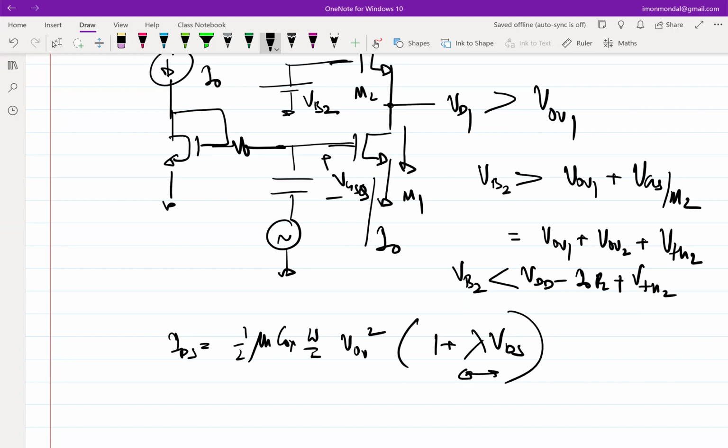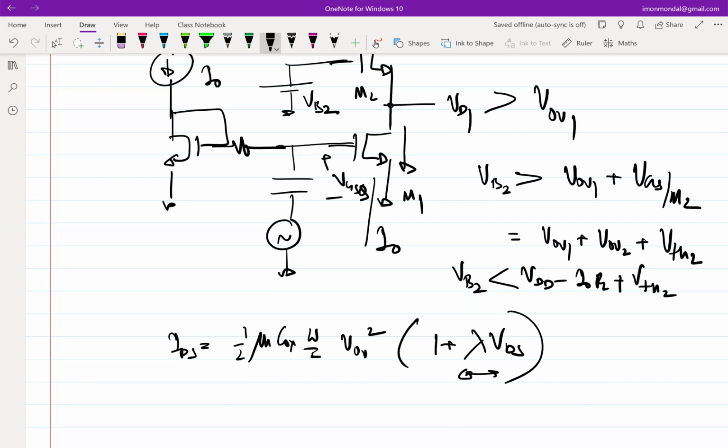For example, if lambda is 0.2, which is not unheard of, and VDS can swing by 1 volt, which is also common depending upon the circuit, then your IDS can vary by almost 20%. In some cases that might be acceptable, in some cases it might not. In cases where it's not acceptable, you'll have to figure out a way of keeping the condition even when lambda VDS gives you a 20% variation. That is something we'll explore when we come back after the technical phase.